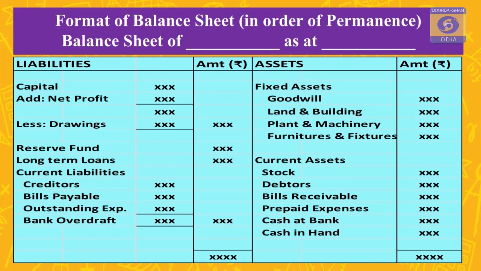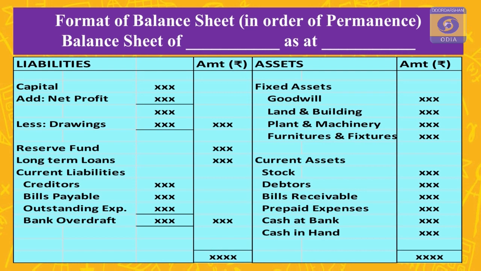Liability side, as we can see, capital, to that we add net profit. From there, we deduct the drawings from the total, and then the net comes to the outer column, that is the amount column. Then we have reserve fund. If the question gives you reserve fund, that will appear on the liability side in the balance sheet. Long term loans: if there are any long term loans, they will find a place under this head. Current liabilities I have bifurcated. You can see we have creditors, bills payable, any kind of outstanding expenses, bank overdraft. All of these, the total, will go to the outer column.